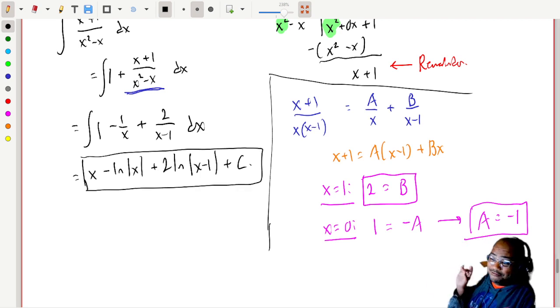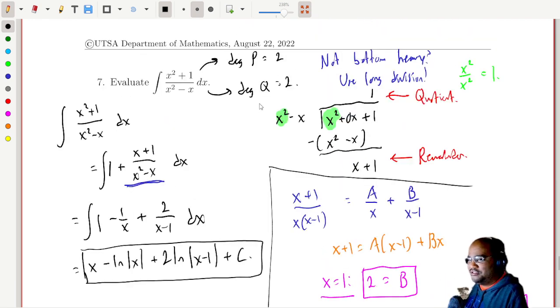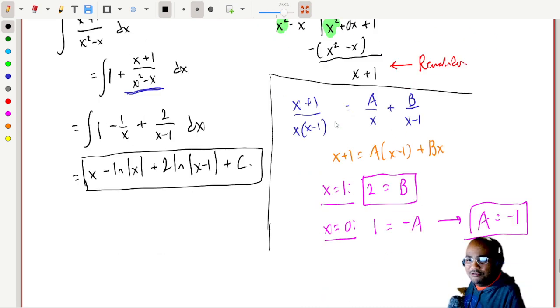Just because you see a fraction doesn't mean you have to do partial fractions. You see how this worked out, right? We had to do long division. We're almost there. One more to go, I promise you. Again, if it's not bottom heavy, you have to use long division. This one was equal heavy. Same thing. If it's top heavy, you have to use long division. All right, one more.